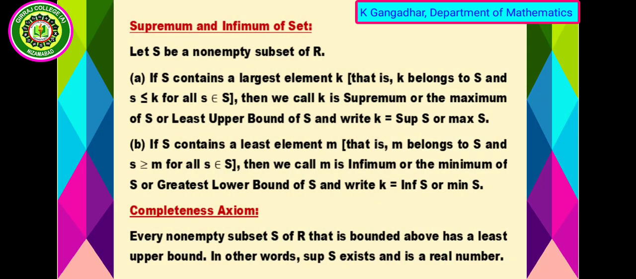Supremum and infimum of a set. Let S be a non-empty subset of R. If S contains a largest element K, that is K belongs to S and s less than or equal to K for all s belongs to S, then we call K the supremum or the maximum of S, also called the least upper bound of S. We write K equal to supremum S or maximum S. So in the set S, K is the largest element, and that element is called the largest value, maximum value, or supremum of the set.